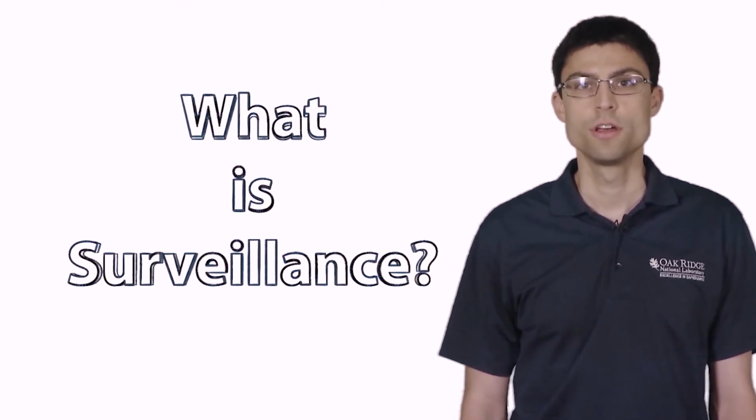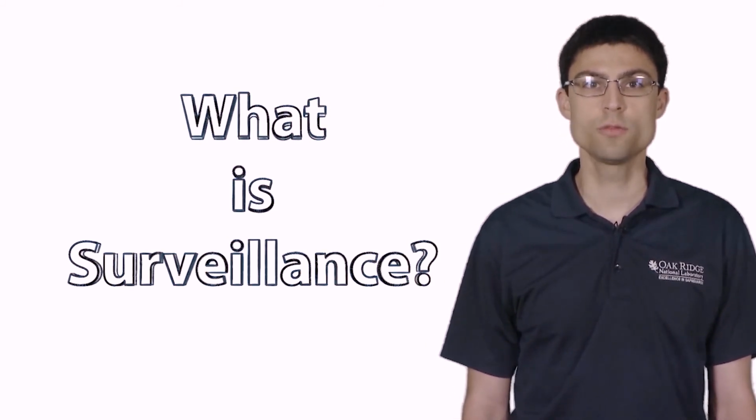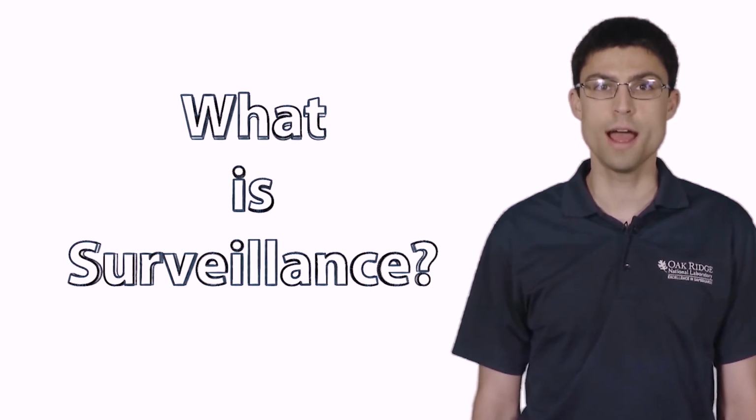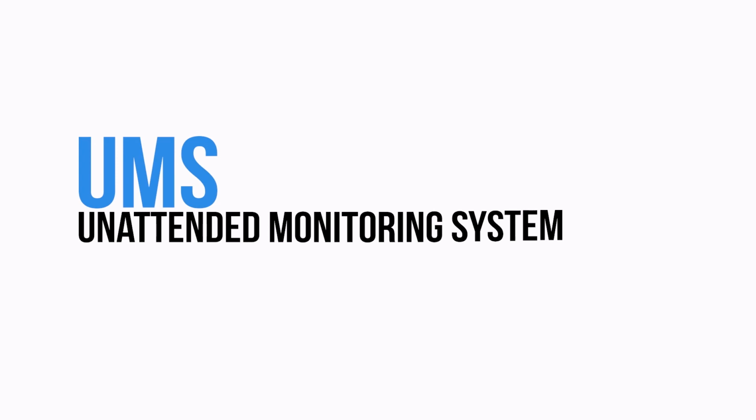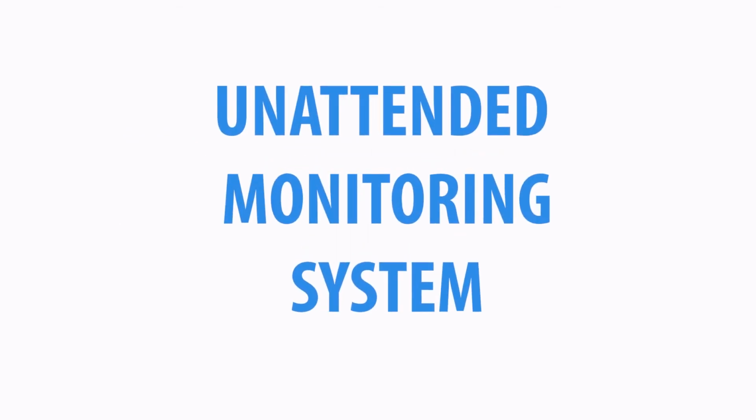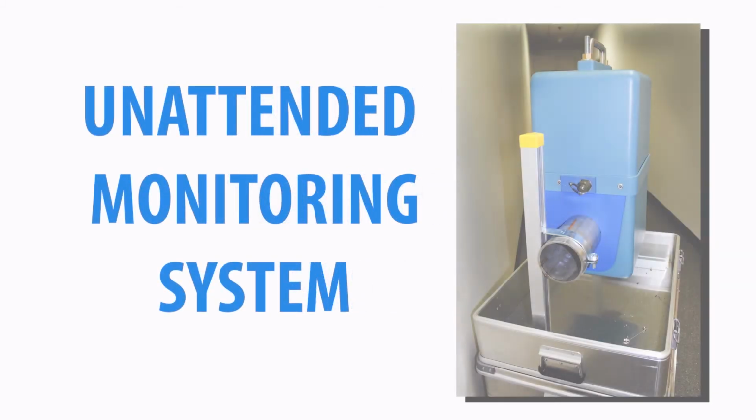What is surveillance and why is it used? Surveillance describes the continuous monitoring of an item's presence or absence through some attribute. An unattended monitoring system, sometimes called a UMS, is a surveillance system designed to operate between inspector visits and provide continuity of knowledge for an item or process. Most surveillance systems operate in this mode.